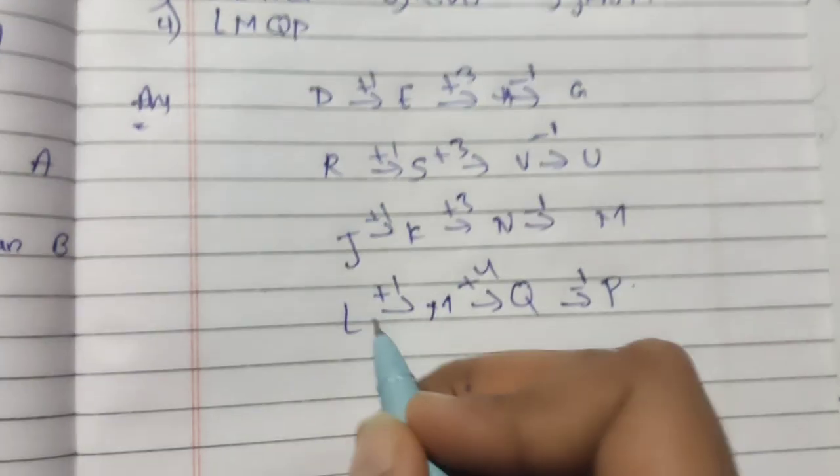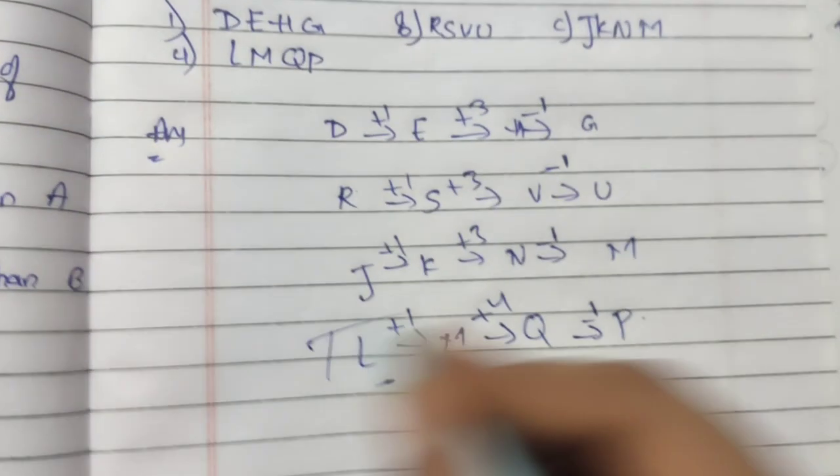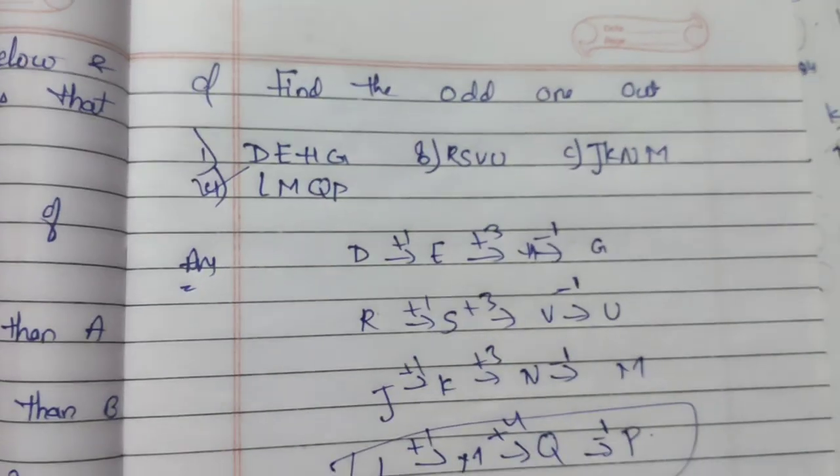So in the fourth option it is following the pattern 1, 9 plus 1 plus 4 and minus 1. That means this one is the odd one from this question. So this one will be the odd one. So let's go to another question.